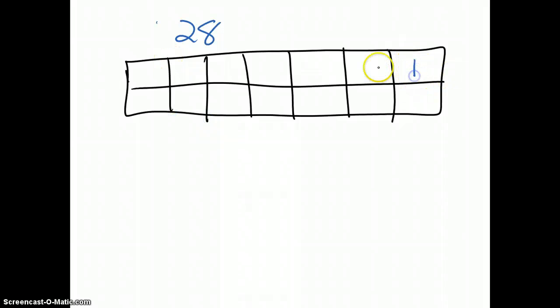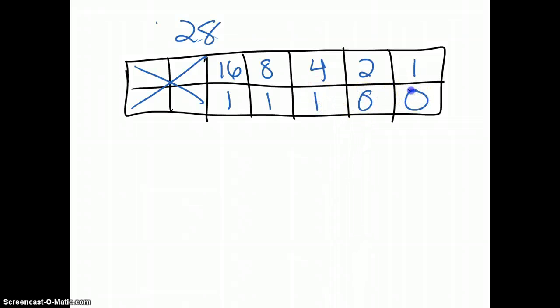So this is my 1s, 2s, 4s, and then we don't need the 32s because 28 is below 32. So obviously there's a 16 in there. So now we took a 16 out of this, so now we're at 12. So there's an 8 in that. So now we're at 16 plus 8, so we're at 24. We need another 4 to get up to 28, and 0 2s and 0 1s. So our answer would be 11100.